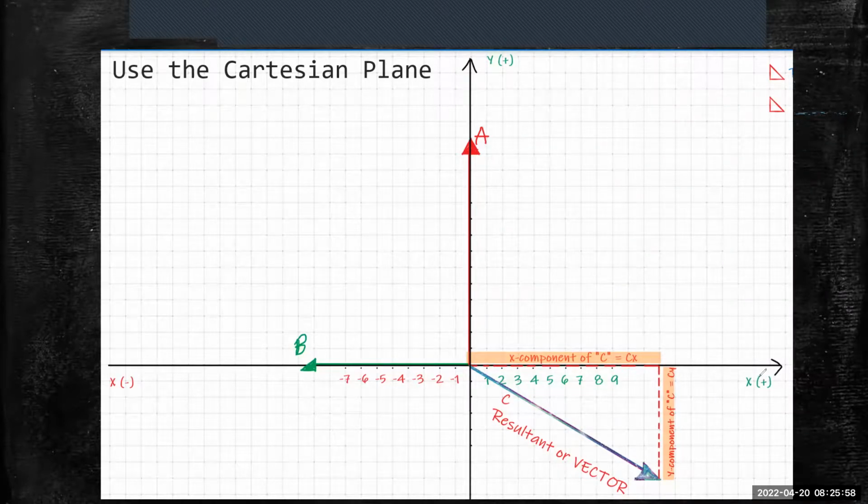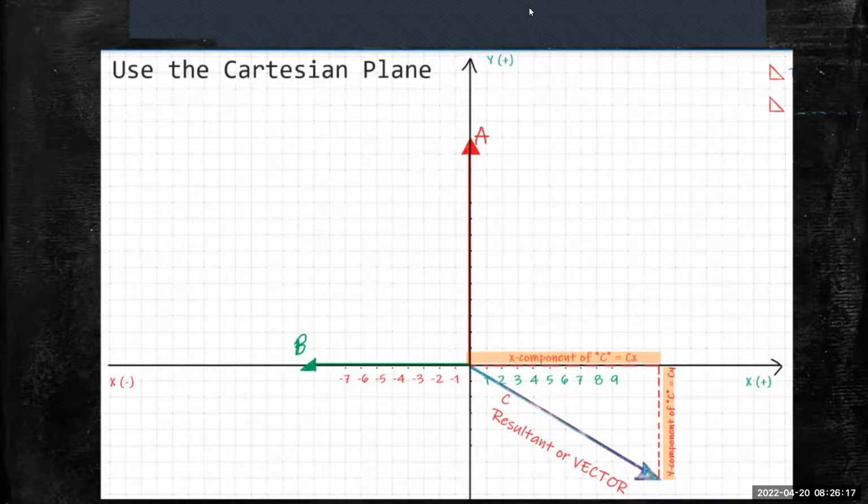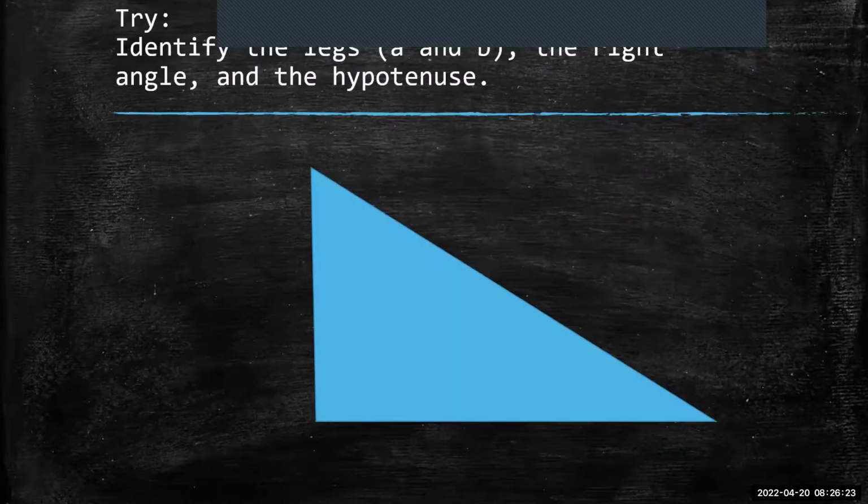So the right side of X is going to be positive, the left side of X is going to be negative, upward in Y is going to be positive, and downward in Y is going to be negative. Remember to use the Cartesian plane to know about the signs of a vector. Now, with this exercise from here, I'm going to ask you to participate.